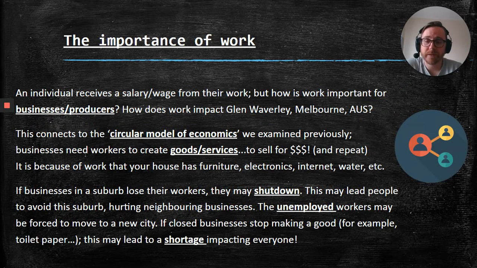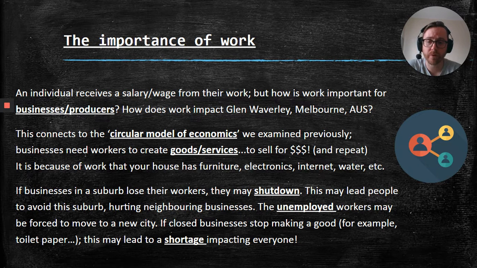An individual receives a salary or wage from their work, but how is work important for businesses and producers? How does work impact Glen Waverley, Melbourne, and Australia? So if the incentive for consumers to go to work is they get paid, why is work important for business and producers? Well, this connects to the circular model of economics we examined previously. Businesses need workers to create goods and services to sell for money. So without work, businesses and producers don't have the ability to create and to produce the goods and services they need to get that money, get that income.